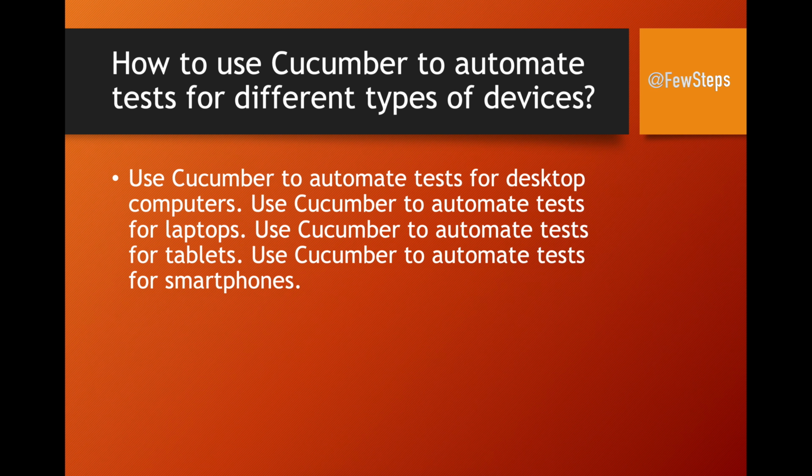Question 70. How to use Cucumber to automate tests for different types of devices? Use Cucumber to automate tests for desktop computers. Use Cucumber to automate tests for laptops. Use Cucumber to automate tests for tablets. Use Cucumber to automate tests for smartphones.